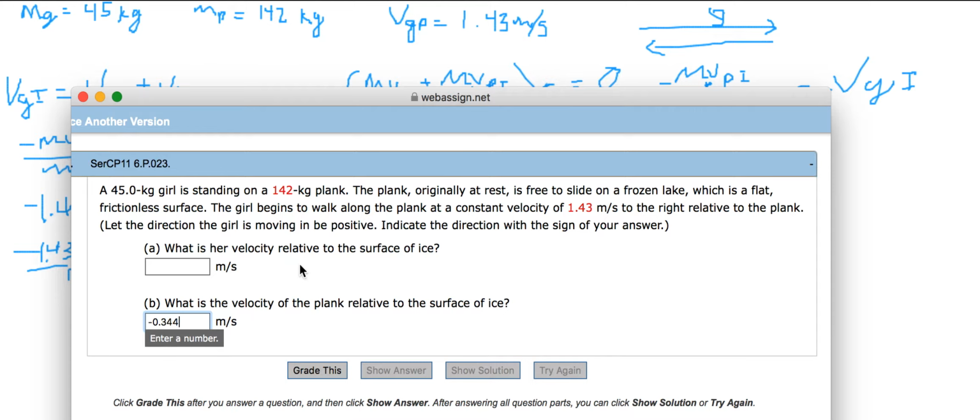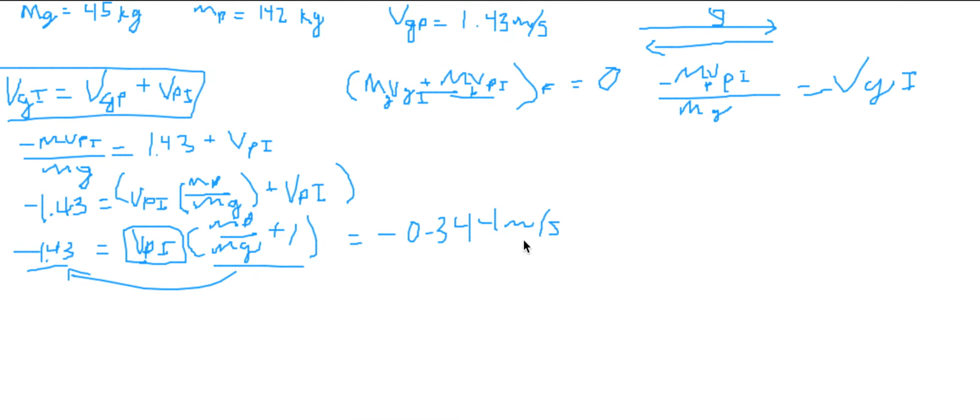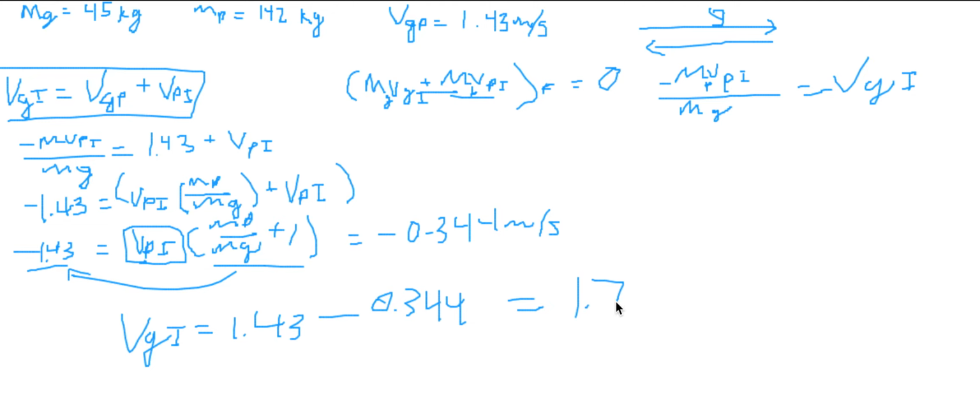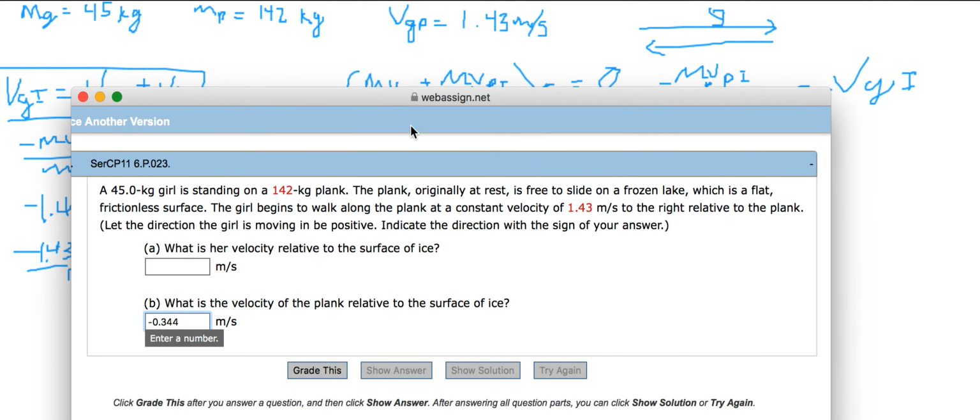Now we need to find the velocity of the girl relative to the surface of the ice, and we can use this equation again. We know that the plank's going to be sliding to the left, or negative 0.344 meters per second, and the girl's going to be going to the right, which is positive. So we can use this equation, VGI is equal to 1.43 for the velocity of the girl to the plank, minus or plus a negative 0.344. And we get 1.1 meters per second for the velocity of the girl relative to the ice.